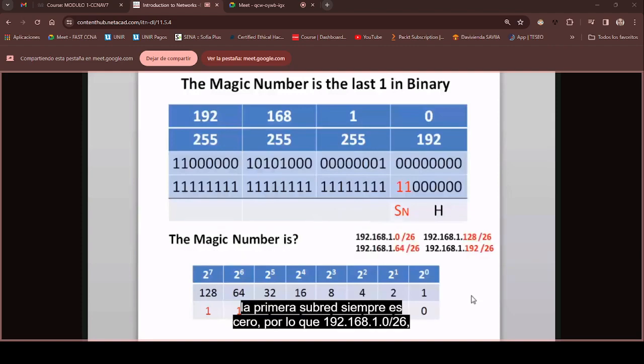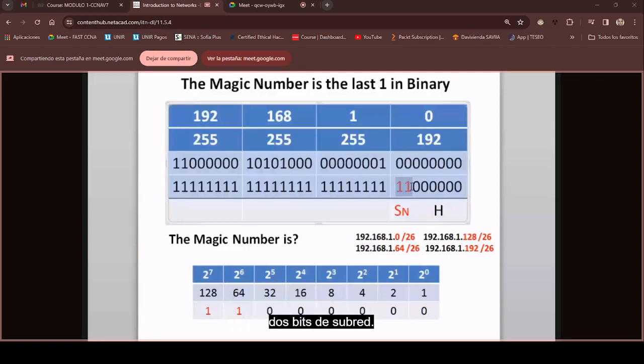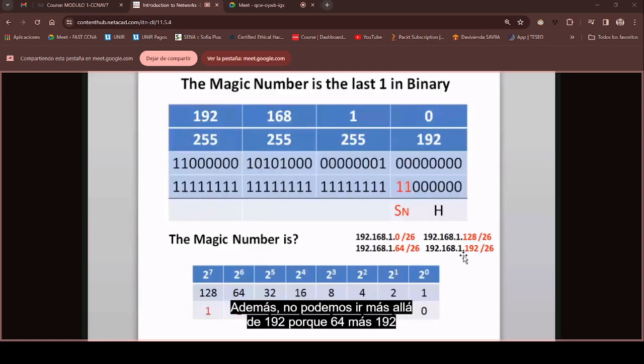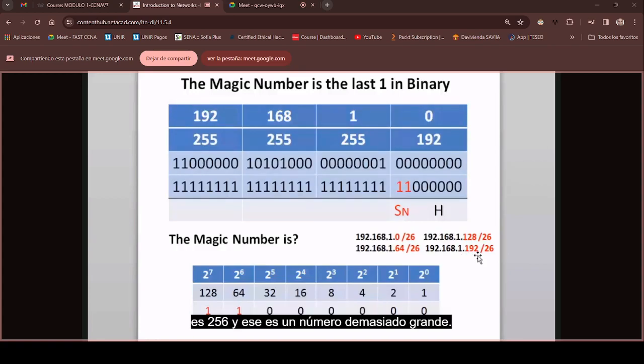So for instance, the first subnet is always 0, so 192.168.1.0/26. The next subnet is 64. 64 plus 64 is 128, and 128 plus 64 is 192. You can see how the subnets are going up by 64. There's only 4 subnets because we've borrowed 2 subnet bits. Also, we can go no higher than 192 because 64 plus 192 is 256, and that's too large a number.